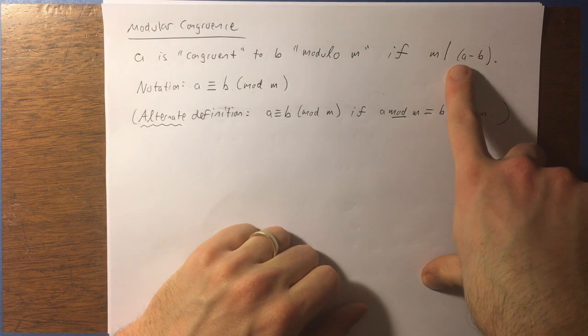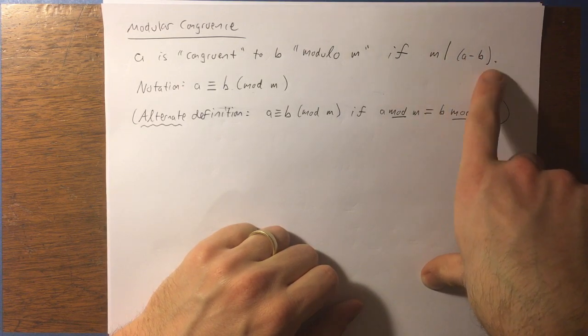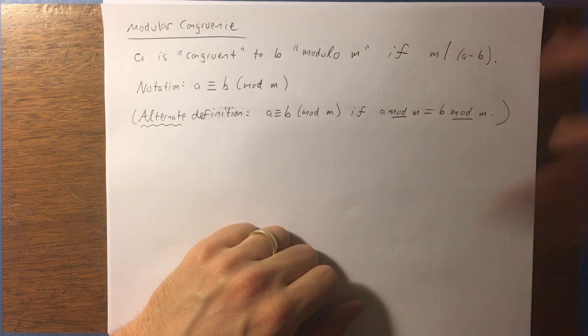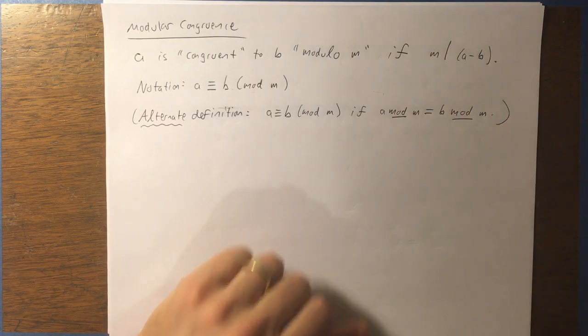Actually, whether it's a minus b or b minus a is irrelevant, because those are just opposites of one another. If m divides one of them, it will divide the other one as well. For example, 5 divides 10, but 5 also divides negative 10, so it doesn't really matter what order that subtraction is done in.